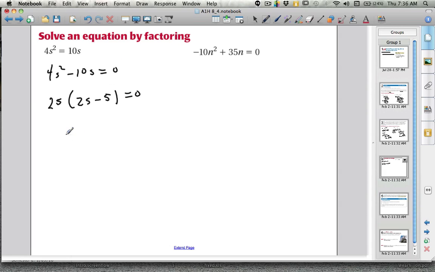And if I keep going through to solve, that means that 2s is equal to 0. So s will be equal to 0. And 2s minus 5 would be equal to 0. If I add 5 and divide by 2, s is equal to 5/2.